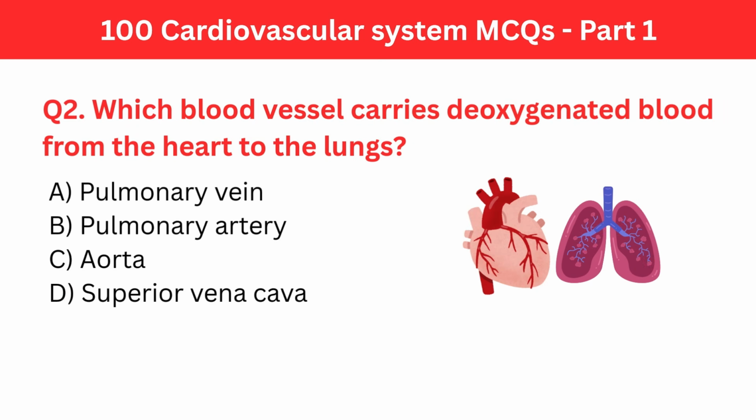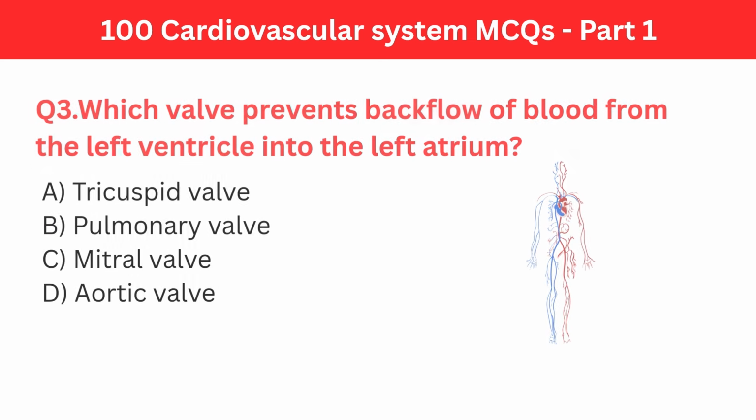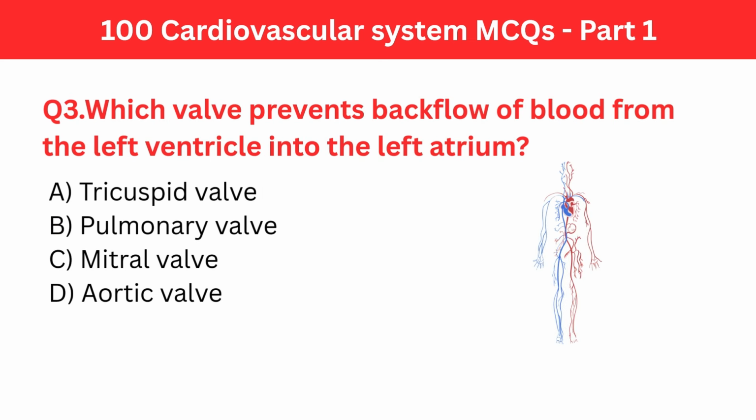Question number 2. Which blood vessel carries deoxygenated blood from the heart to the lungs? The right option is B. Pulmonary artery. Question number 3.